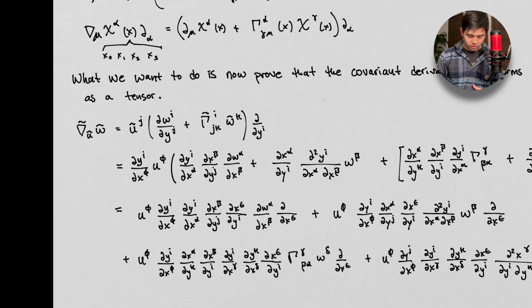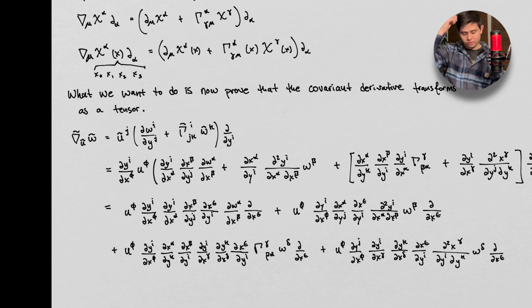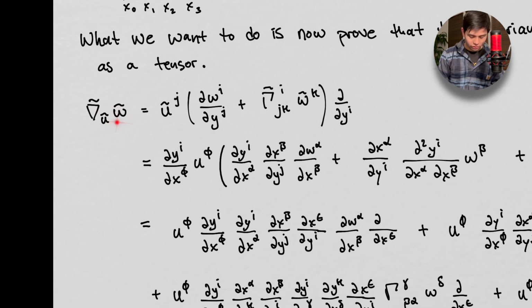Now let's talk about what we want to do for a good chunk of this video. I want to prove to you that the covariant derivative transforms as a tensor. Now let's do this. This is our transformed covariant derivative. So here's our object, here's our covariant derivative.